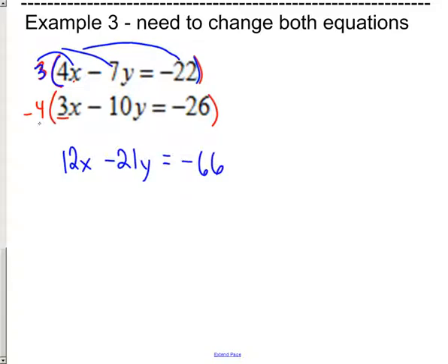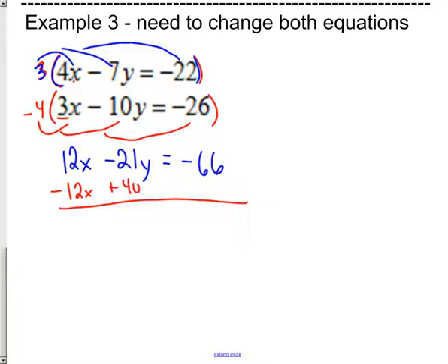Then we come through and we multiply the whole bottom equation by negative 4. And watch how this sets it up. Negative 4 times positive 3x is negative 12x. And that's why I made that a negative 4. So I'd get the negative 12x. And then negative 4 times negative 10 is plus 40y. And then negative 4 times negative 26, we would get 104.